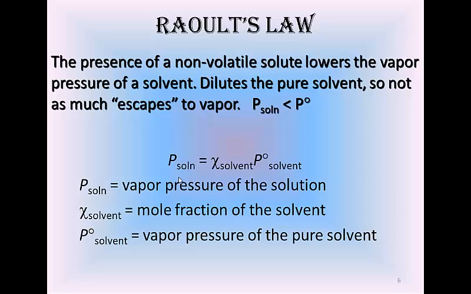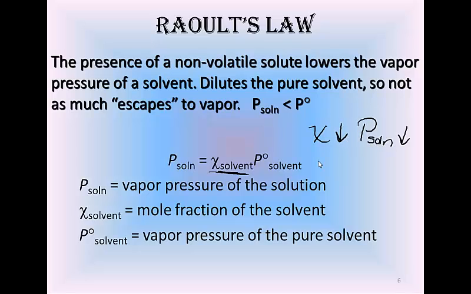The mathematical computation that accompanies Raoult's law: pressure of the solution, which is a mixture of the solute and the solvent, will be equal to the mole fraction of the solvent, which is the moles of the solvent over total, times the pure solvent's vapor pressure. And if you look at the mathematical computation, it's a logical relationship. If this goes down, so will the pressure of the solution.